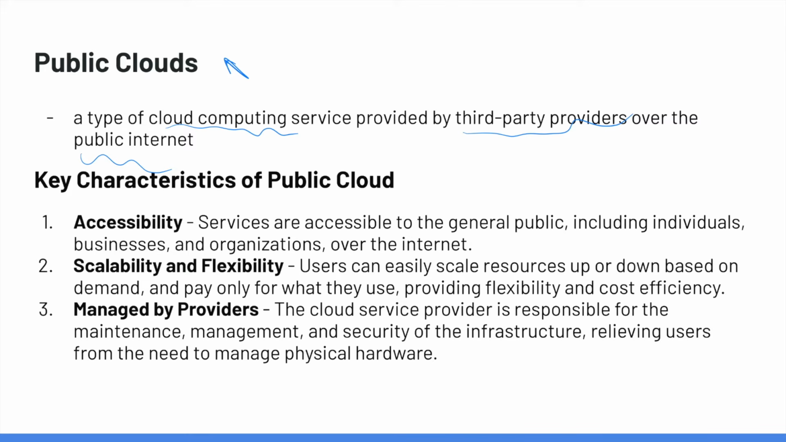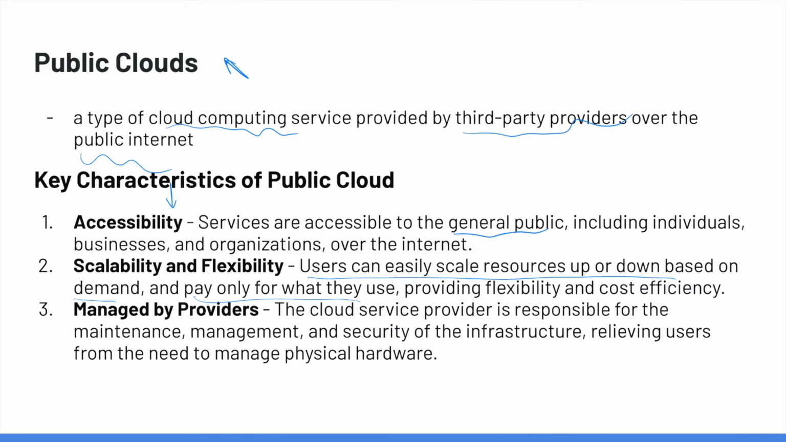So some key characteristics of public clouds are accessibility. These are services that are accessible to the general public. Like if you wanted to upload an application to Amazon Web Services and host it from there, and also make use of any AI resources, any number of resources, that's something that you just as an individual can do. Also, with public cloud services, users can easily scale resources up or down based on demand and pay only for what they use, which provides for flexibility and cost efficiency.